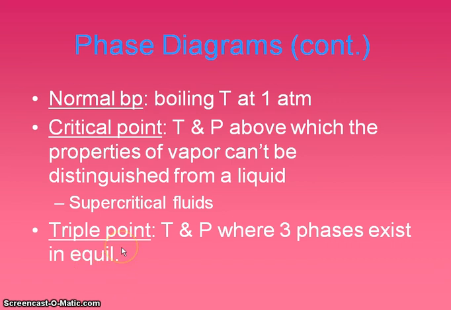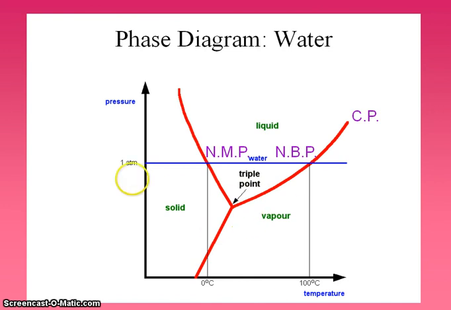And then the last point is the triple point, and that's where all three phases are in equilibrium with one another. Okay, so this one here is the phase diagram for water. This is our triple point where all three of the lines come together. Our normal melting point, if you follow it across, our normal boiling point, and then this is the critical point at the end of that line.